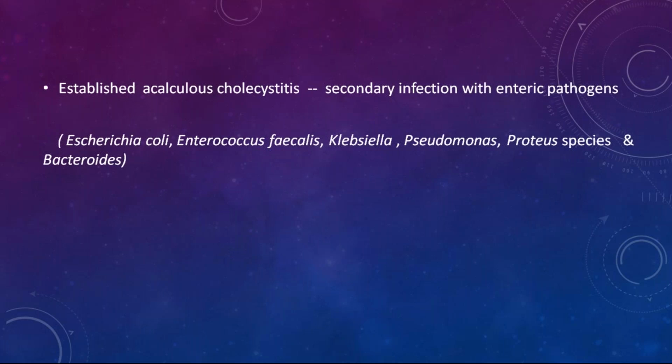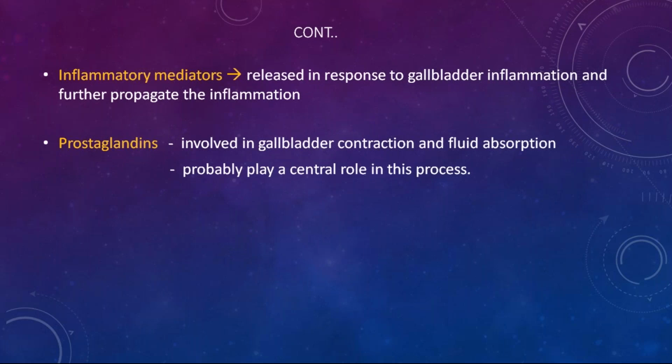So acalculous cholecystitis, as I said, due to stasis, there is a secondary infection. Most commonly involved organisms are E. coli, Enterococcus fecalis, Klebsiella, Pseudomonas, Proteus species, and Bacteroides. The most common ones are Escherichia coli, Klebsiella, and Enterococcus fecalis. Remember those things. So after the stage of stasis, there is an infection. After infection, what happens is the inflammatory phase. In this, inflammatory mediators are released, which cause the gallbladder inflammation.